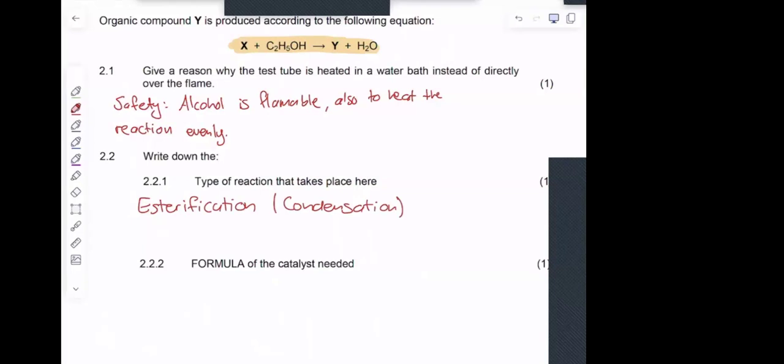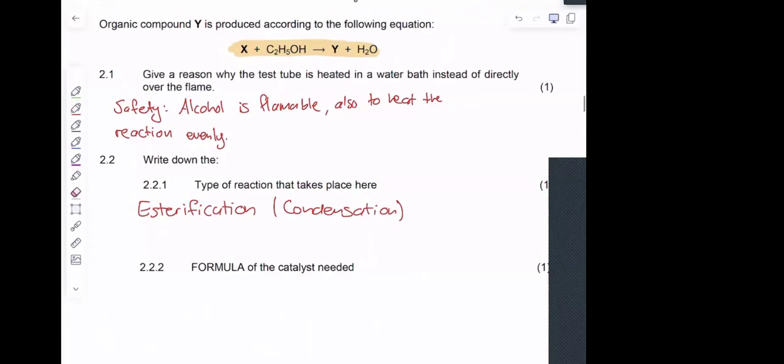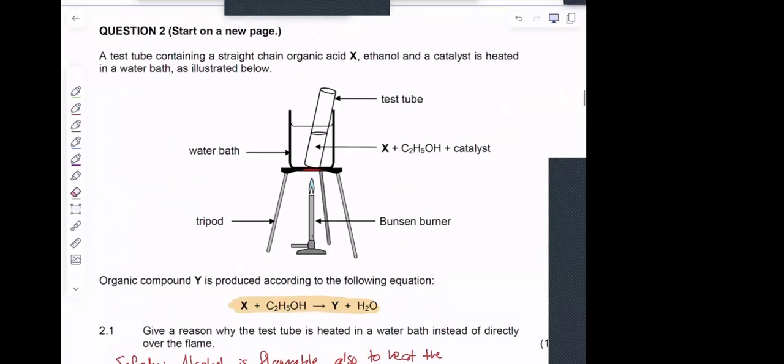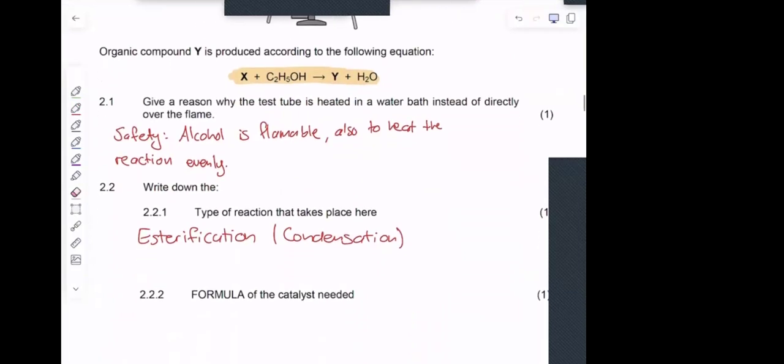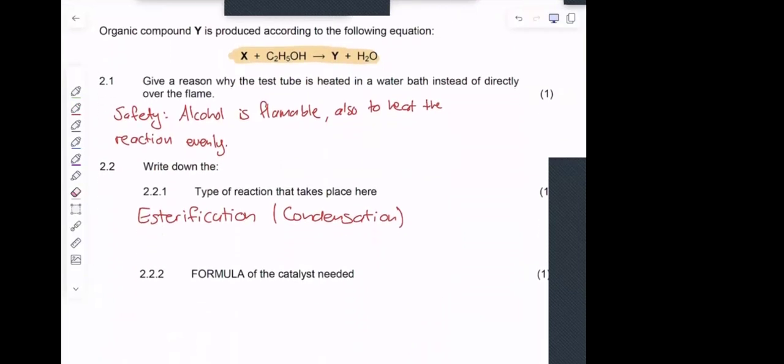2.2.2, they said, please give the formula for the catalyst that is needed. They didn't say which catalyst, but you guys should know this from your reaction conditions. What is a catalyst that we need for doing this? There's a lot of quick fingers there. Well done, guys. H2SO4, well done there. So we need H2SO4. All right, that's 2.2.2.